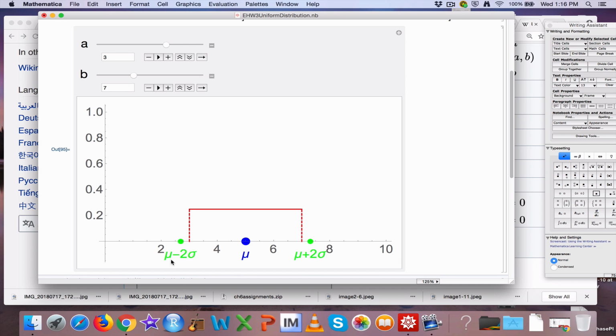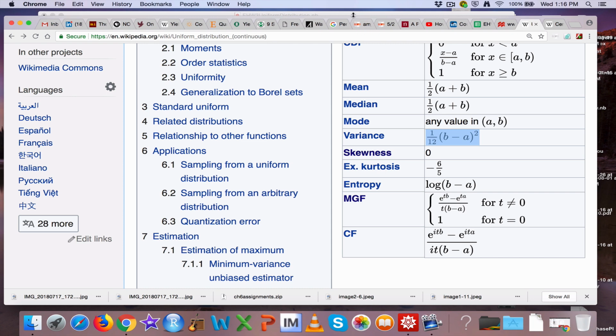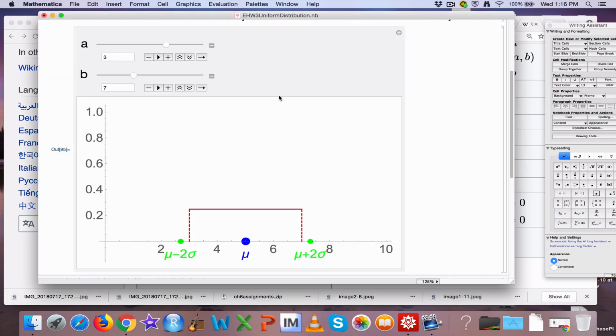I've also marked the mean minus 2 standard deviations and the mean plus 2 standard deviations in green here. In this case, b minus a is 7 minus 3, which is 4. 4 squared is 16. 16 over 12 would be 4/3. The square root of 4/3 would be the standard deviation, a little bit bigger than 1.